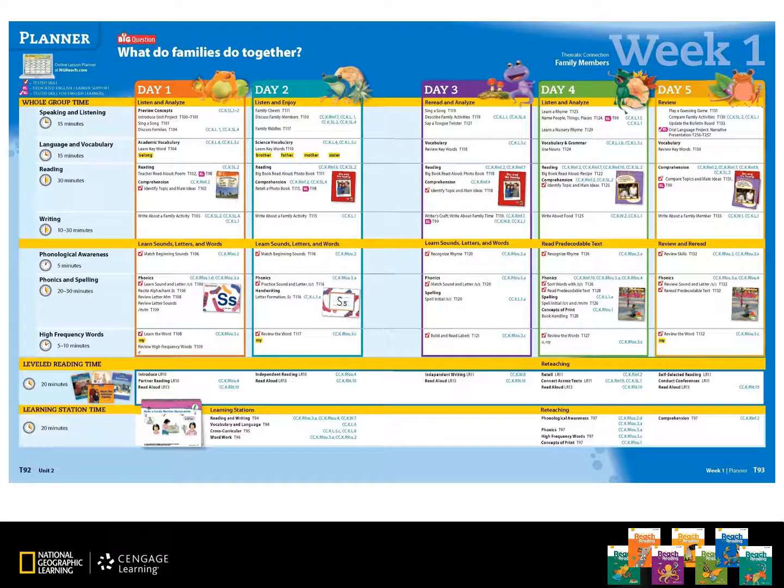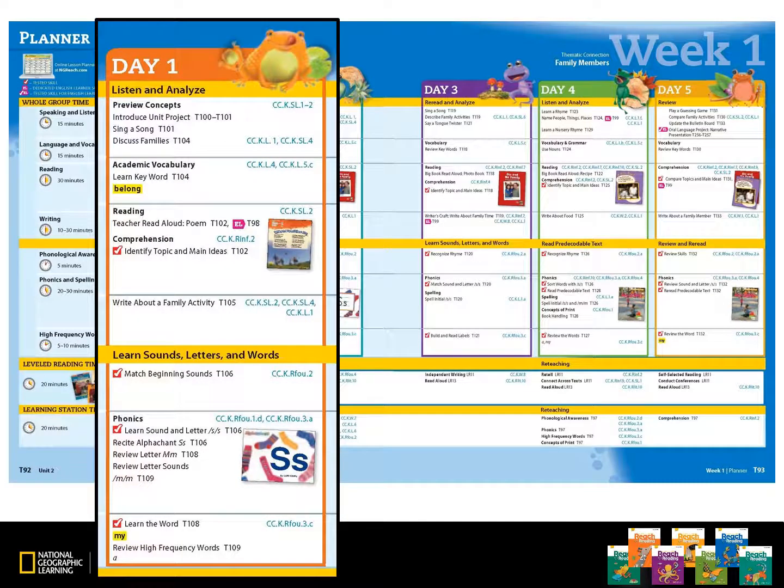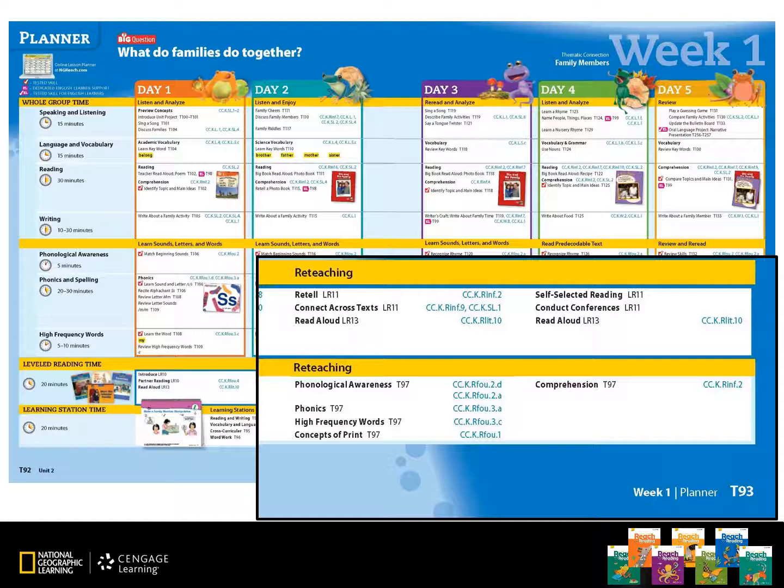On the weekly planner, Common Core standards are listed in blue for each lesson, and again, tested skills are identified by the check mark. The weekly planner lists all the reteaching specifically for that week to make progress monitoring easy to follow.